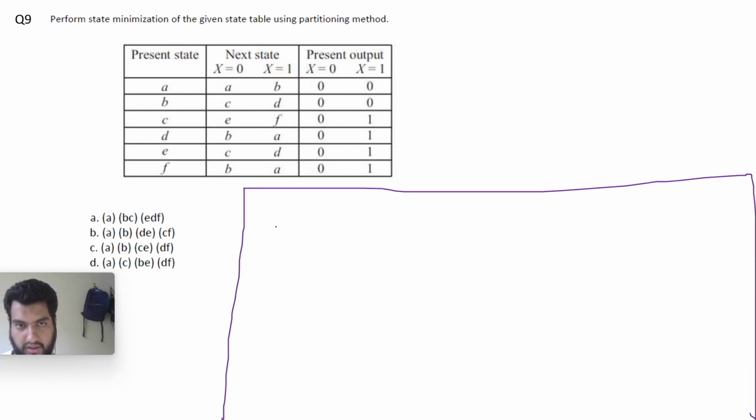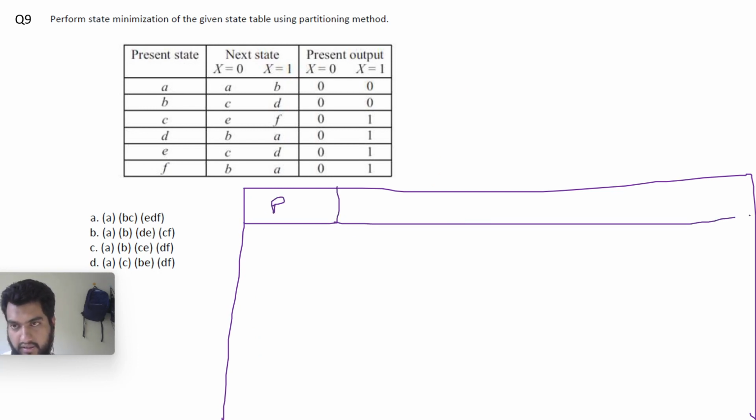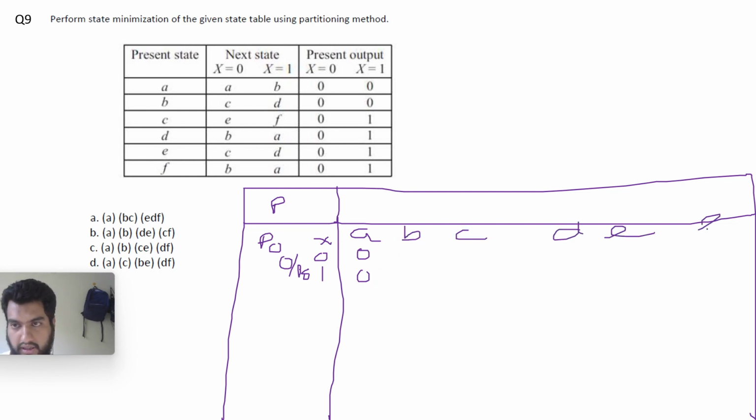partitioning table. Here I will just write the partition number, that is P, and here I will just write down the states. So first partition, we'll just write the things as it is. So A, and here we'll just write the outputs for x equal to 0 and x equal to 1. So the outputs are 0 0, B, C, D, E, F. Outputs are 0 0, B is also 0 0 for input combination 0 and 1. Then it's 0 1, then it's 0 1, then it's 0 1, and then it's 0 1.